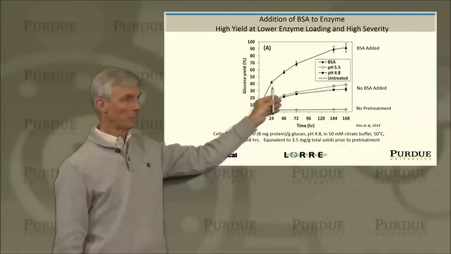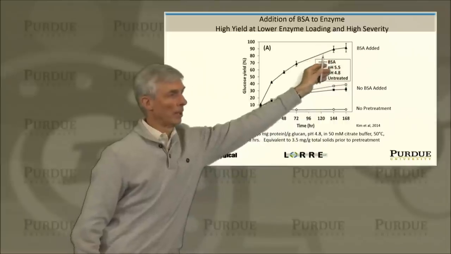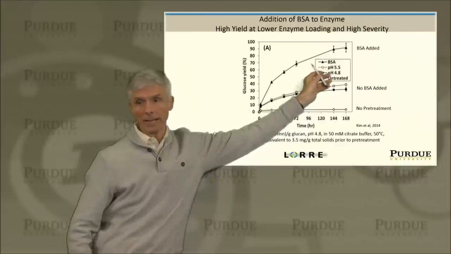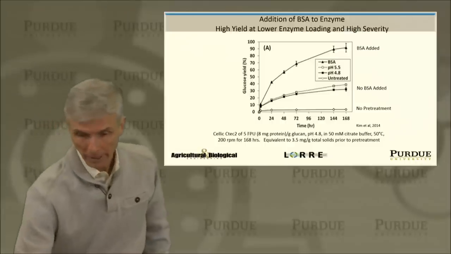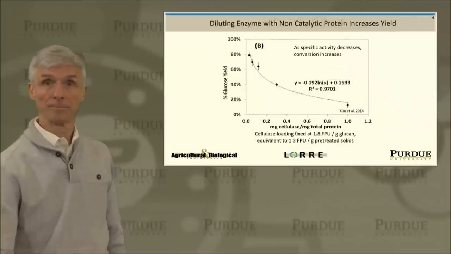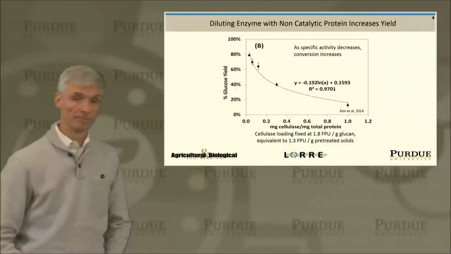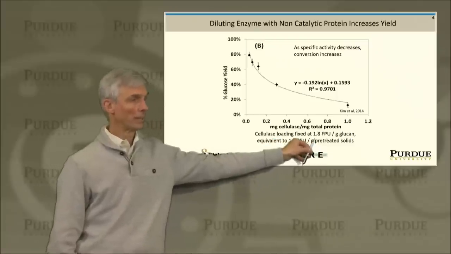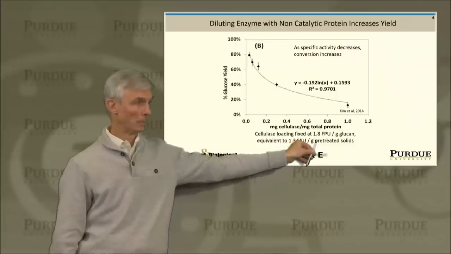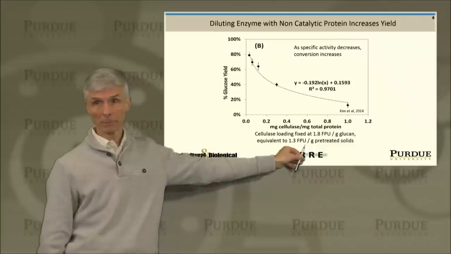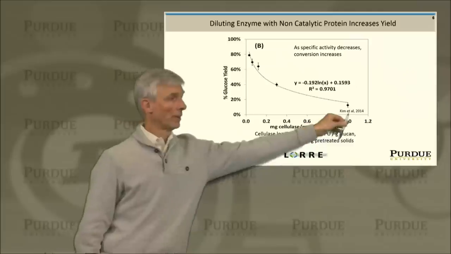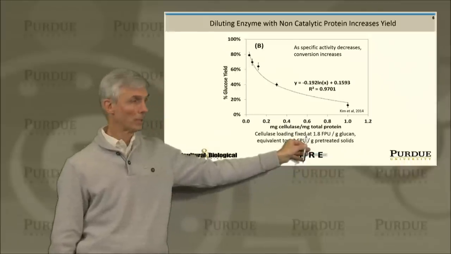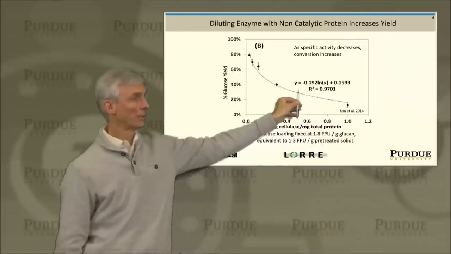Now, if we dilute the enzyme with BSA, we add BSA to the reaction mixture, everything else is the same, but the conversion increases to 90%. So you might ask, how can this happen? Well, we went and investigated further, and here's what we found. We did another experiment. So this time we added BSA, but the cellulase loading was only 1.8 FPU per gram glucan, or about 1.3 per gram pretreated solids. And so then, as we decrease the activity, in other words, the milligram cellulase per milligram total protein, as we decrease it, you'll notice the conversion, the yield, actually goes up.